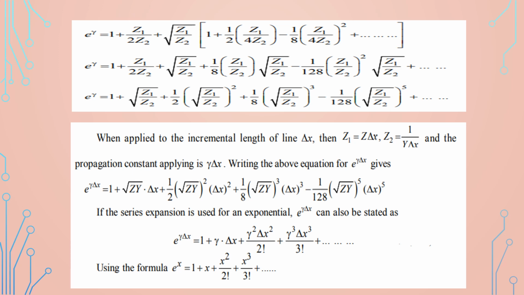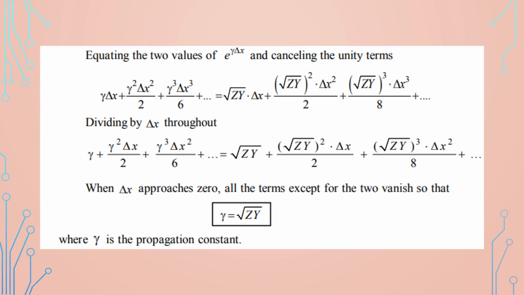Now to the same LHS, I apply the series expansion formula. So e power gamma del x is nothing but 1 plus gamma into del x plus gamma square into del x square by 2 factorial plus gamma cube into del x cube by 3 factorial, by using this formula. Now I am going to equate the two values of e power gamma del x. I write down both the formulas, one on LHS and the other on RHS, and I have cancelled the 1 on both sides. So I have this.